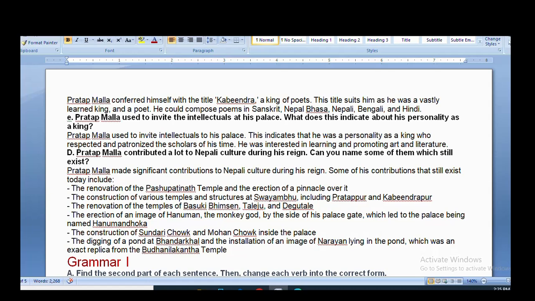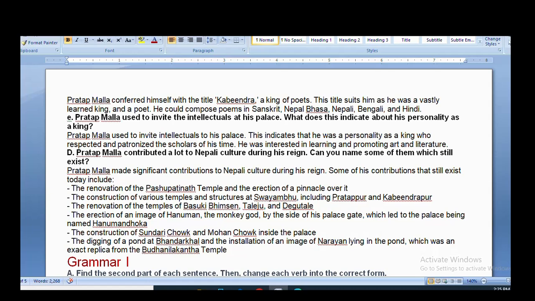Pratap Malla used to invite intellectuals to his palace. What does this indicate about his personality as a king? This indicates that he was a king who respected and patronized the scholars of his time. He was interested in learning and promoting art and literature. Pratap Malla contributed a lot to Nepali culture during his reign. Can you name some of them which still exist?